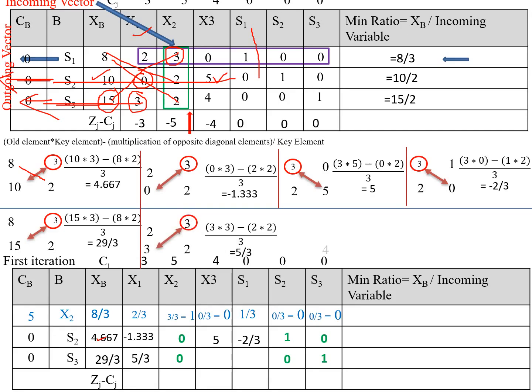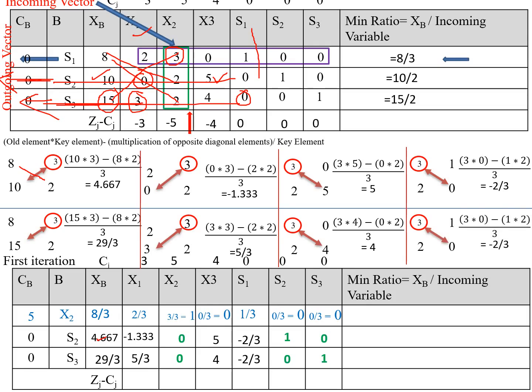Similarly for the S3 and X3. So old element is the 4, diagonal element is the 3. So key element is the 3, diagonal elements are the 0, 2. We will get the value 4. Similarly for the S3 and S1. So old element is the 0. Sorry, key element is the 3 and diagonal elements are the 1, 2. So here also we will get the value minus 2 by 3.